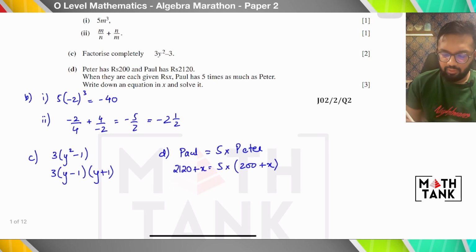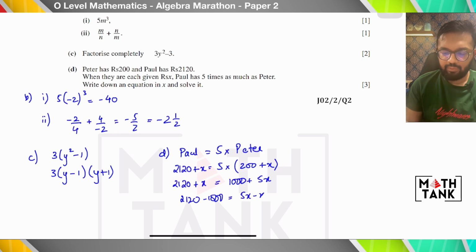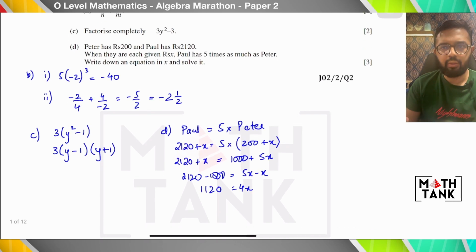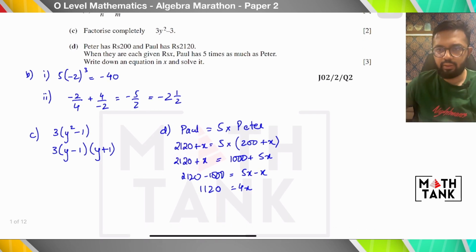Okay, that gives me 2120 plus x equals 1000 plus 5x. So 2120 minus 1000 equals 5x minus x, which is 4x. So I have 1120 here. Now I can use my calculator and get to my final answer. I get 1120 divided by 4. I get 280 equals x. So each of them was given 280 rupees.